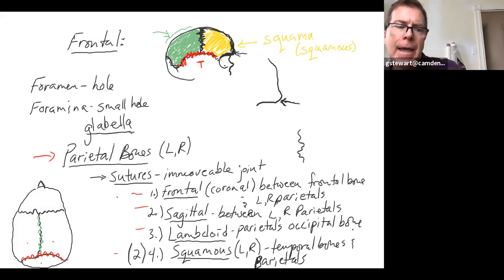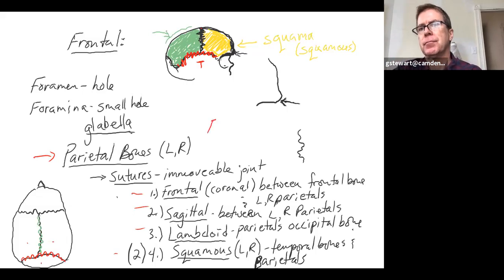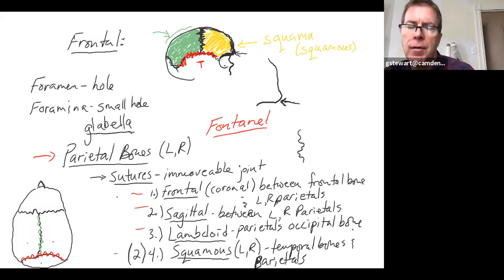If I have time at the end of this, if not, I'll probably start with this next time. Something called a fontanelle. This is appropriate to talk about when we're talking about sutures. A fontanelle is an infant's, a newborn's soft spot on the head. That's created by unfused cranial plates. So all of these sutures are not fully fused at birth.